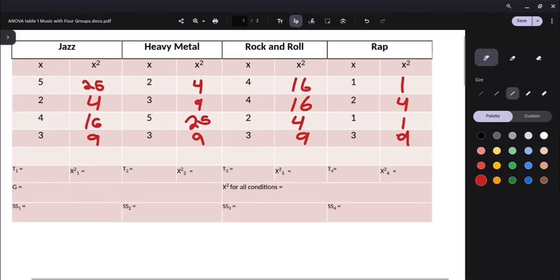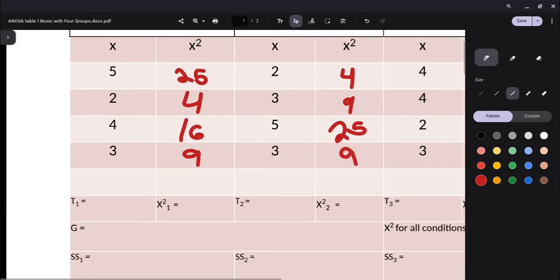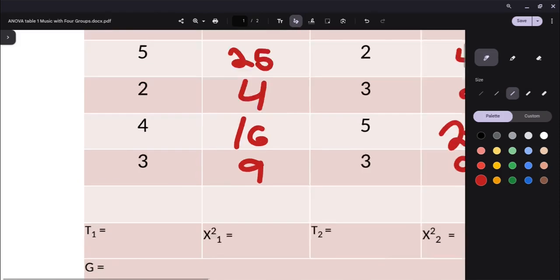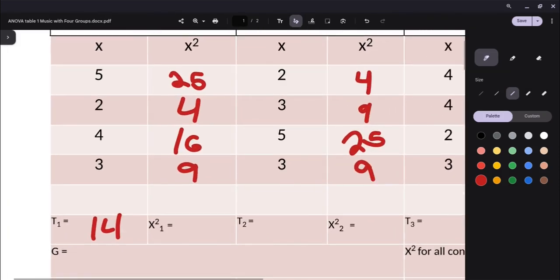So, now that we have this down, we need to actually find our T value and x squared sum. So we're just going to do them together for each grouping and do the math going down. So T1 is 5 plus 2 plus 4 plus 3, which is 14. X squared is 25 plus 4 plus 16 plus 9, which is 54.